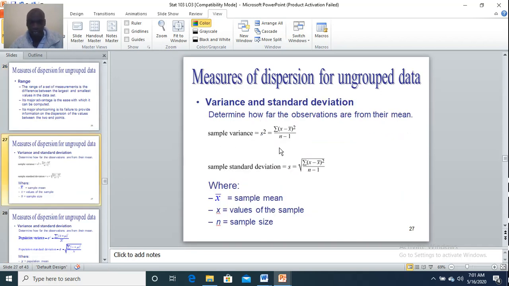Then the variance, this is for simple data. So it's x minus x bar, the mean. We subtract the mean from each value, then we square, then we divide by n minus 1. That's the variance, represented by s squared. This is for a sample. Standard deviation, we just do the square root of this.